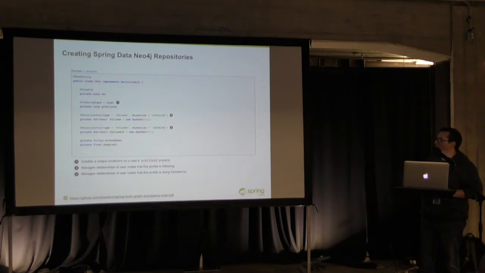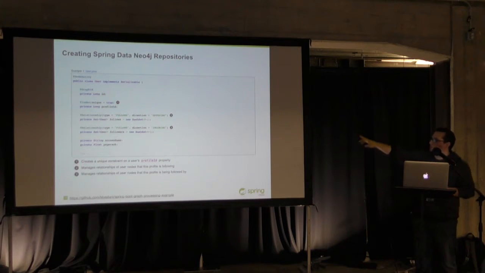For creating the Spring Data Neo4j repositories, here's my repository for the user. We're just going to have a set of properties here. This is a basic POJO. Then we're going to use annotations with Spring Data Neo4j to describe how these objects in Java should be mapped to the data that sits in Neo4j.